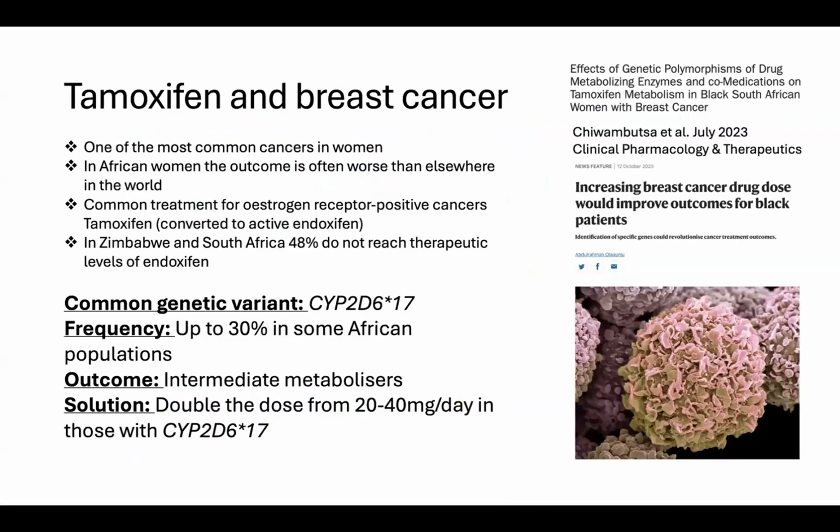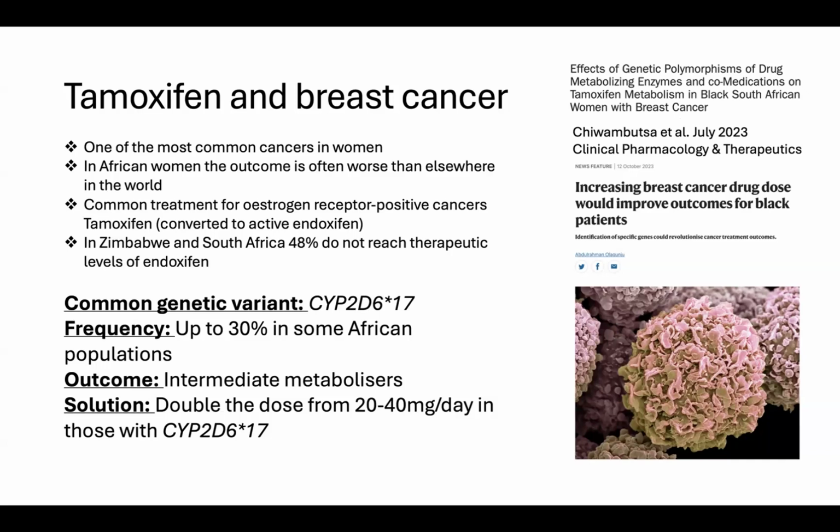And I just want to give you one example of where this comes into play. And this is for breast cancer. So it is well known that breast cancer is one of the most common cancers amongst women, but also that African women often have a much worse outcome than women elsewhere in the world. And the common treatment for estrogen receptor positive cancers is tamoxifen, which is then converted to the active component endoxifen. And what the research has shown us is that in Zimbabwe and South Africa, almost half of the women who get this treatment do not reach therapeutic levels of endoxifen, which means that it has no effect for them in terms of their breast cancer.